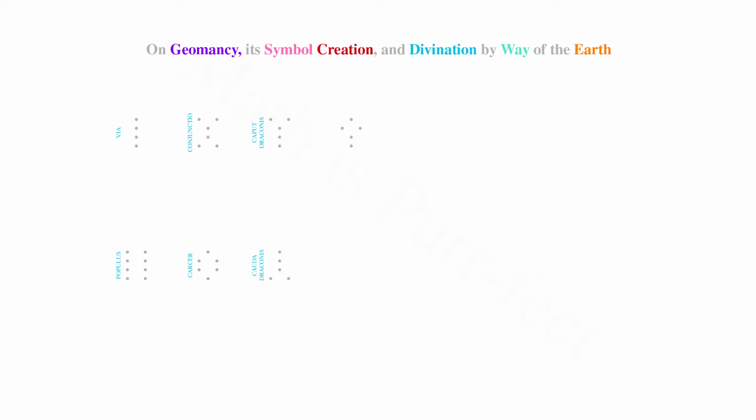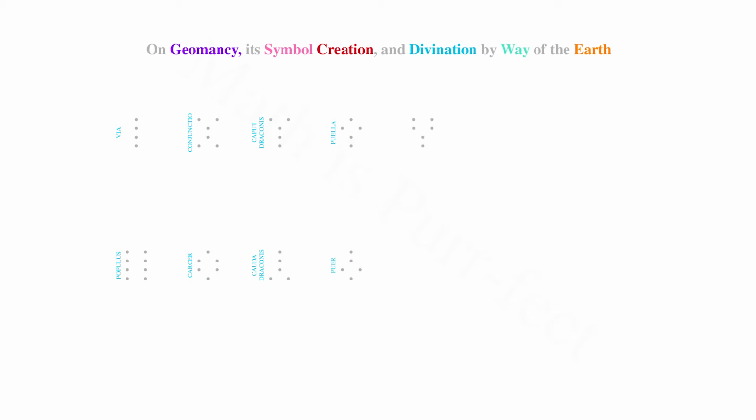The seventh symbol has 2 dots in the second row and 1 dot in each of the other rows, and is termed puella, or girl. The eighth geomantic symbol has 2 dots in the third row and 1 dot in each of the other rows, and is termed puer, or boy.